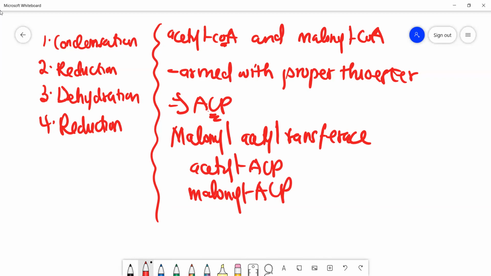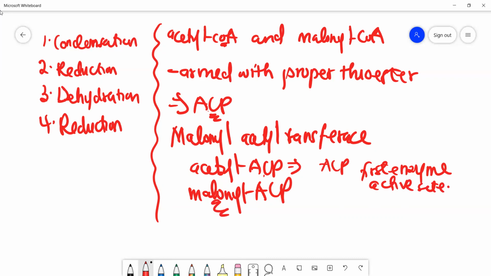Now, what happened here is that first, the malonyl acetyl transferase does this addition, the ACP addition to the acetyl unit, and then ACP will now carry this substrate towards the very first enzyme active site. Enzyme active site, we'll look at that later. And then it will also come backwards and get bonded to the malonyl and then send it to the same active site, and then allow for what? Catalysis to begin.